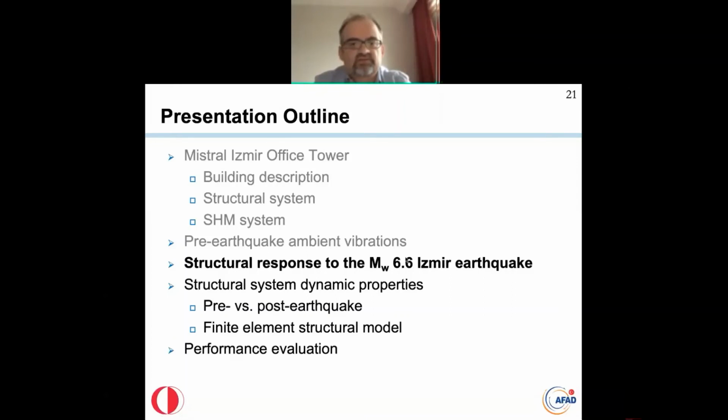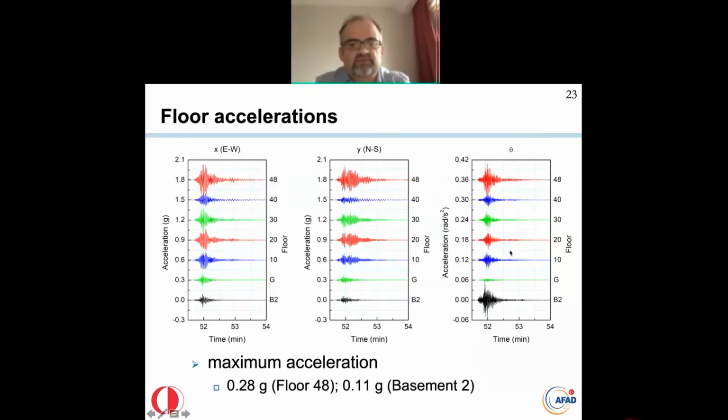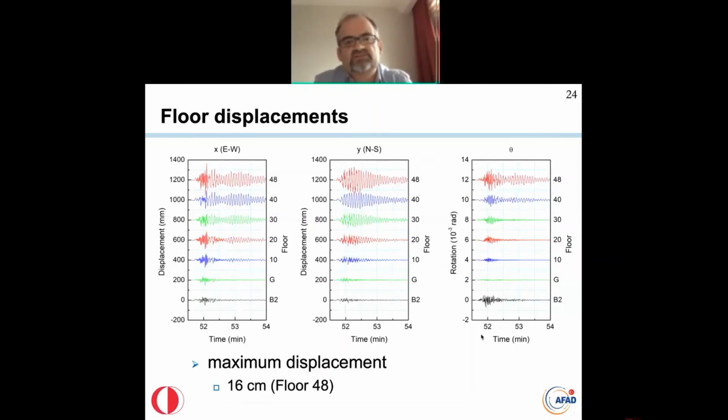Well, the epicenter of the earthquake is 71 kilometers away from the building. Here you see the floor accelerations. The maximum acceleration is 0.28 g at floor number 48. And at the basement, we have the maximum acceleration 0.11 g. And here are the floor displacements. The maximum displacement is 16 centimeters at the top.